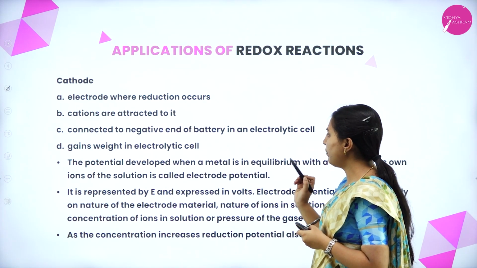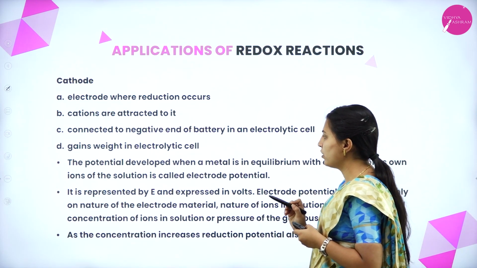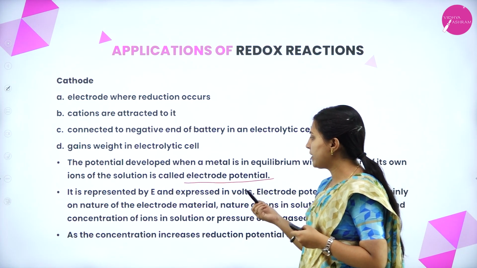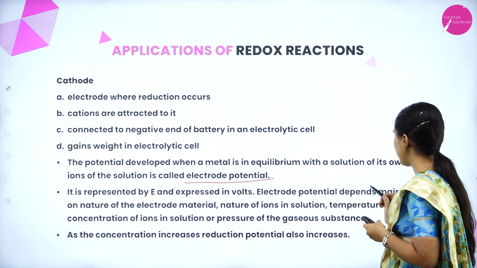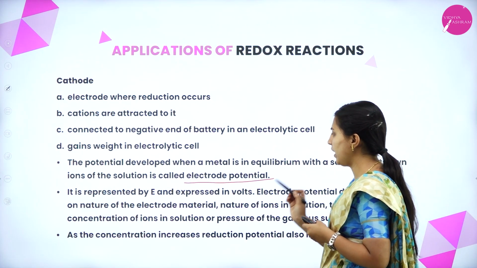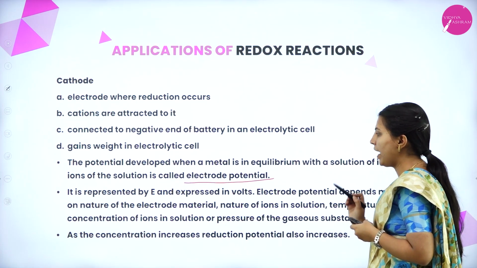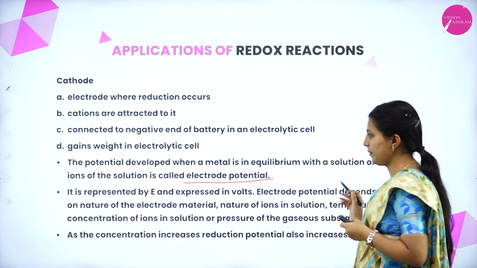The potential developed when a metal is in equilibrium with a solution of its own ions is called electrode potential. It is represented by E and expressed in volts. Electrode potential depends mainly on the nature of the electrode material, the nature of the ions in solution, temperature, the concentration of ions in solution, or the pressure of gaseous substances.